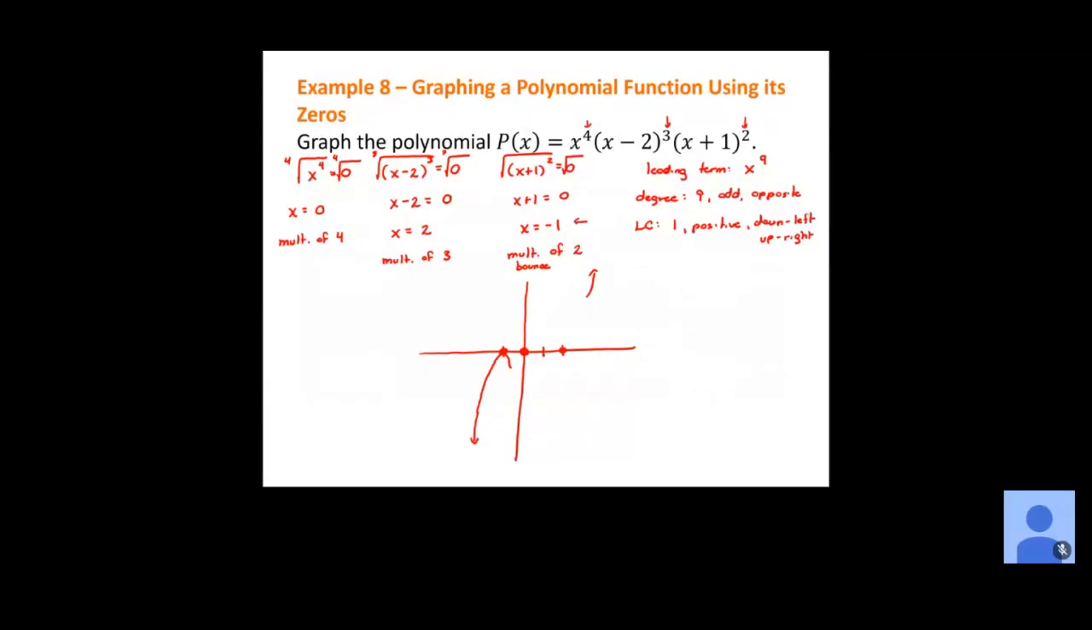Now the next zero I'm going to get to is 0. It has a multiplicity of 4. That's an even multiplicity, which means it's also going to bounce at 0, right? So it has to come back up, but then it's going to bounce again.